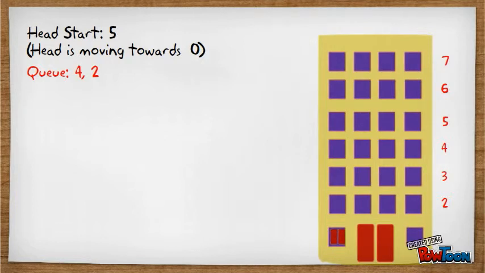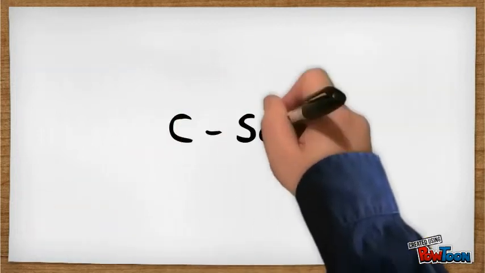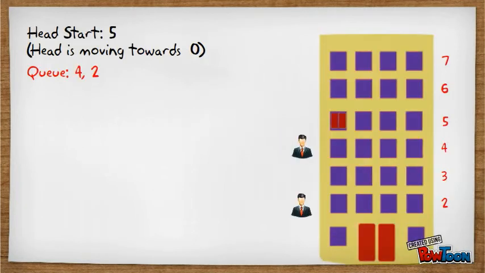The scan algorithm is sometimes called the elevator algorithm, as it is similar to the behavior of elevators as they service requests to move from floor to floor in a building.